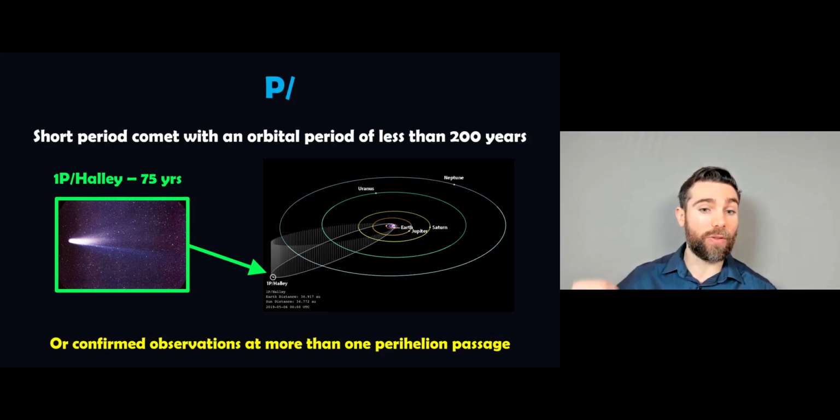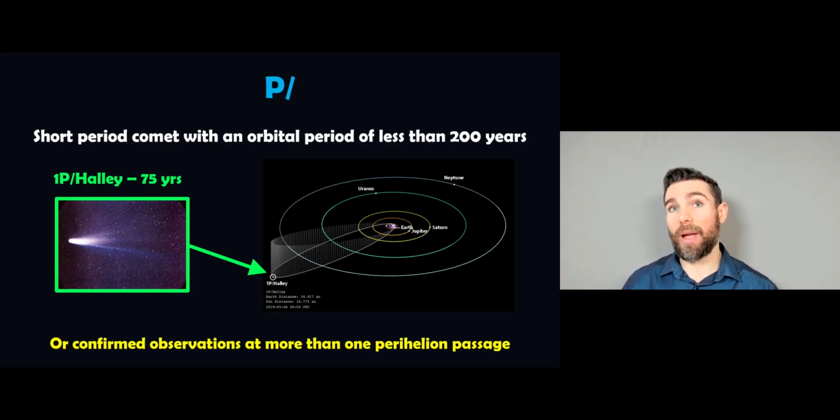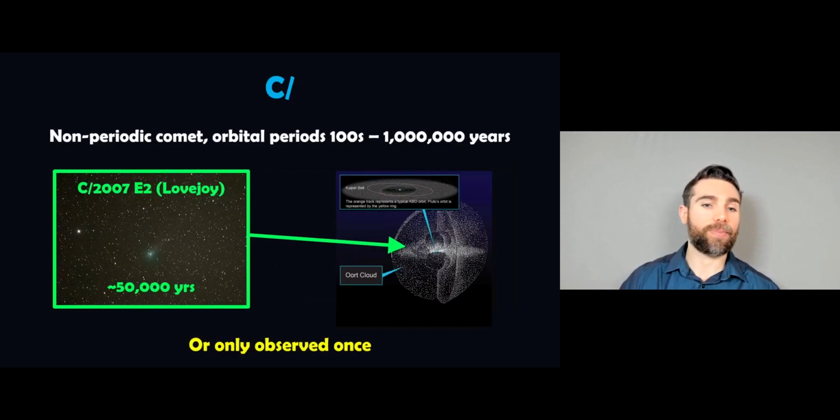So it's been observed more than once, and that makes sense given it has a fairly short orbital period, so we would see it multiple times. If it had a much longer orbital period, then the chances are we might not see it more than once anyway. So it's a short period comet, typically less than 200 years.